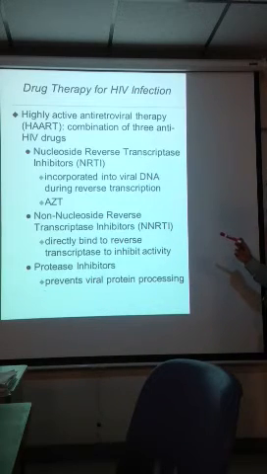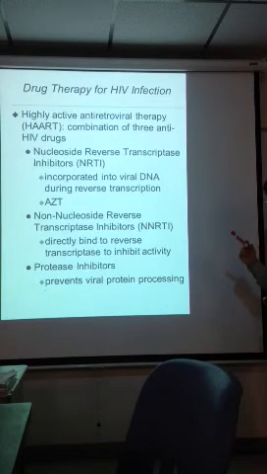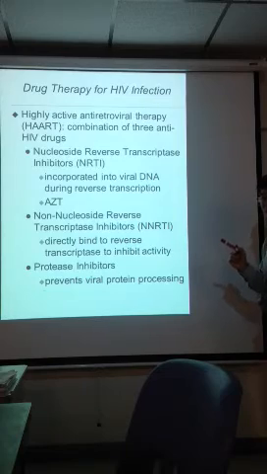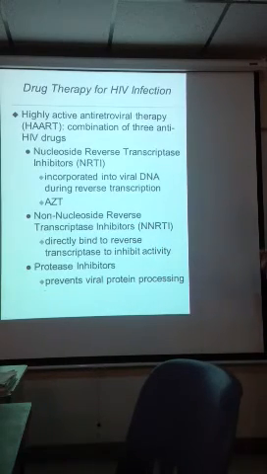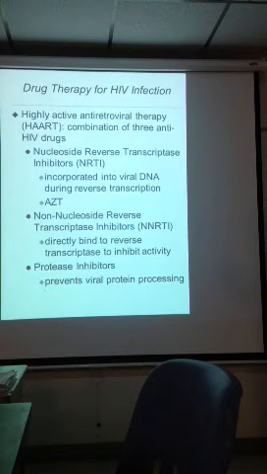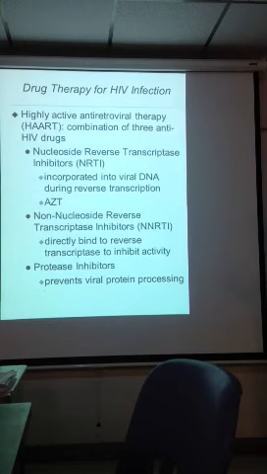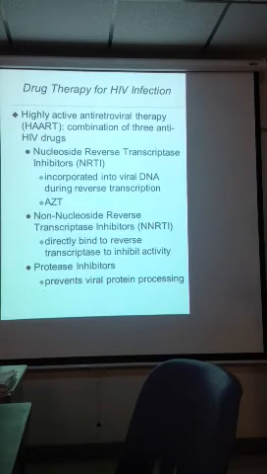So if we use more than one drug at the same time, it's more difficult for the virus to develop resistance because now it has to battle 2 drugs or 3 drugs. Any questions about that?